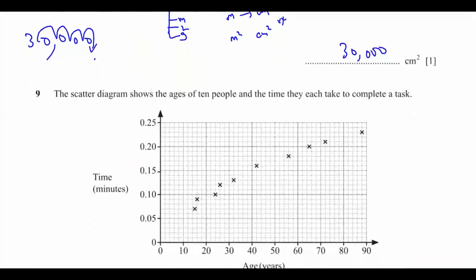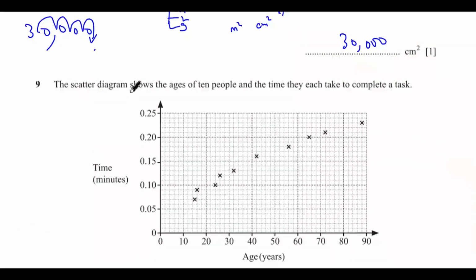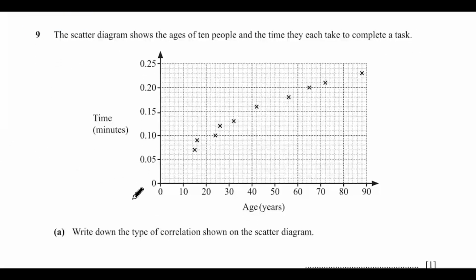So question 9, the scatter diagram shows the ages of 10 people and the time they each take to complete a task. Here we are asked to write down the type of correlation shown on the scatter diagram. You can see that everything is moving to the top right, so that is positive. So you can write positive correlation.